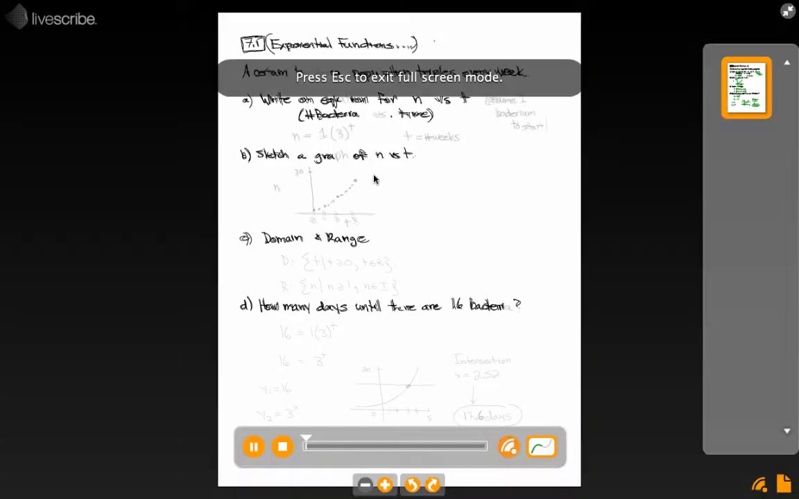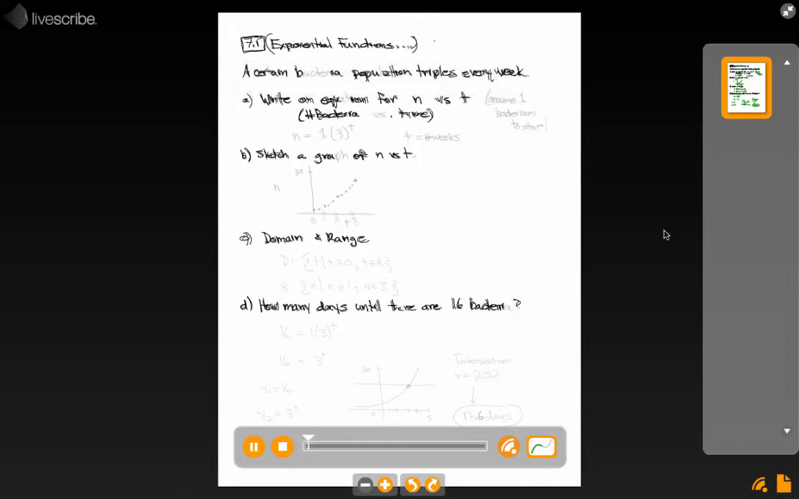This example comes out of section 7.1, Characteristics of Exponential Functions. We're given some information right at the start that a certain bacteria population triples every week. More commonly, they'd give us a doubling time for bacteria, but just to give us a more interesting situation here, we've got tripling so that we have a base other than 2 for a change.